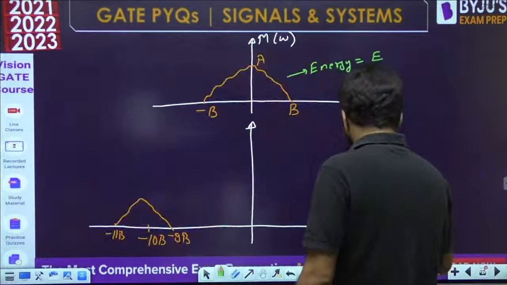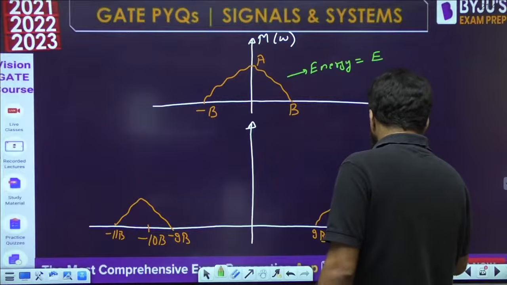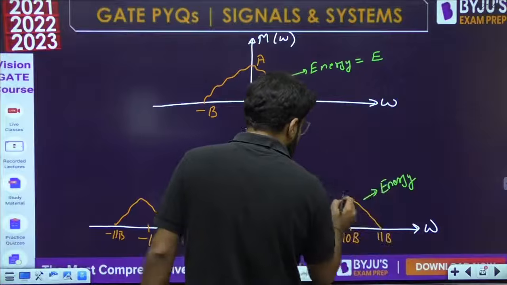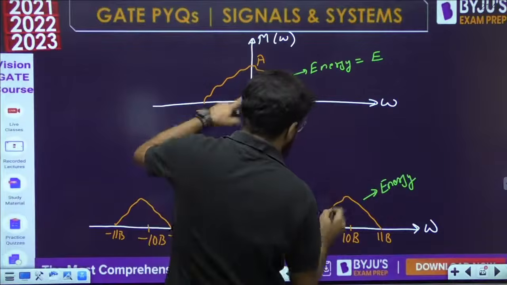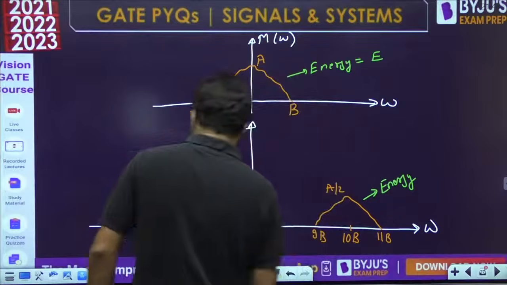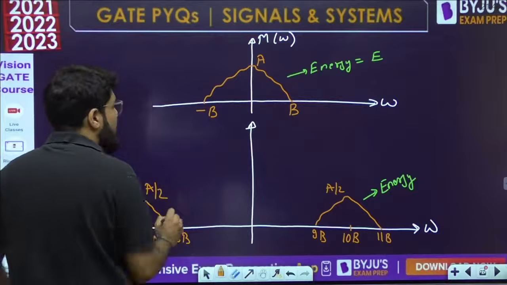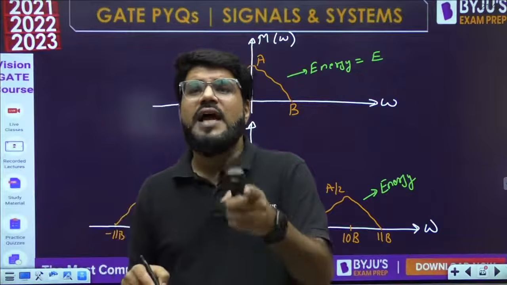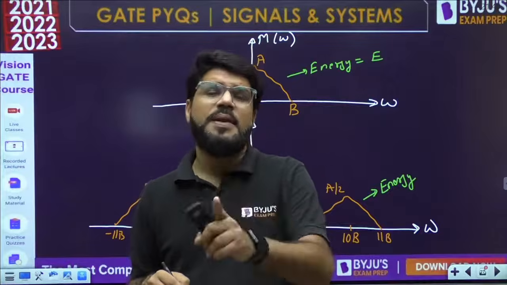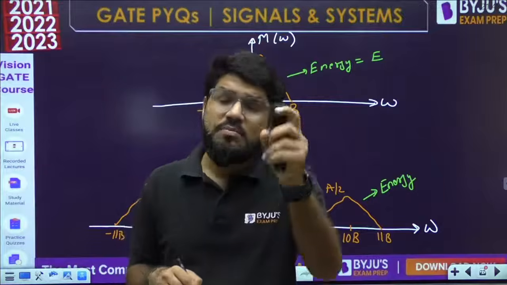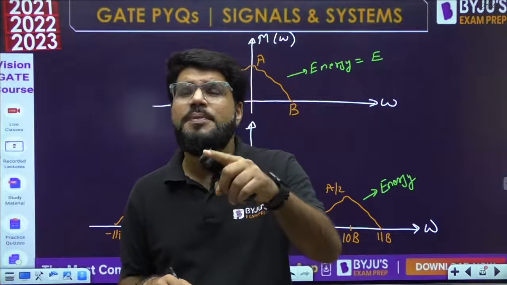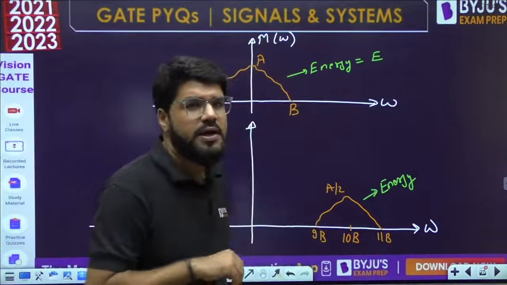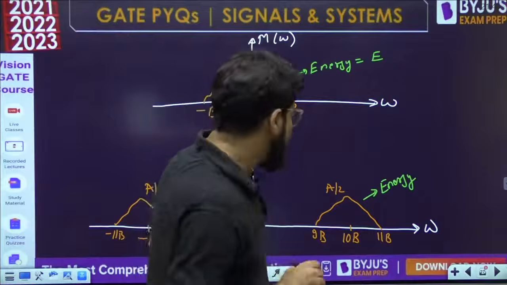What is the energy of this signal? Now this has amplitude A by 2, if earlier the amplitude was A, and this also has amplitude A by 2, but there is no change in the duration. Whenever the amplitude of a signal is multiplied by some constant K, energy is multiplied by K square, because energy is proportional to the square of the amplitude.